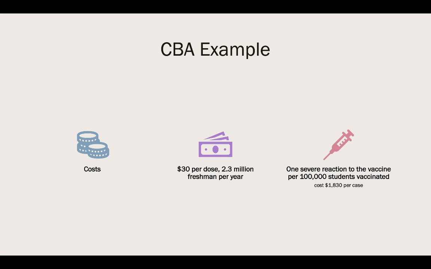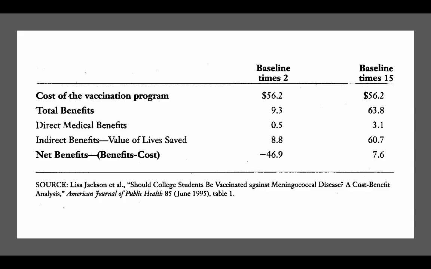So we've got benefits, and we've monetized those benefits. We've got costs. We've monetized those costs in terms of doses, price per dose, and potential adverse reactions, anaphylactic reactions, over those 2.3 million students that we're giving this vaccination to. Now this is a real scenario. It's a little old from the 1990s, but still very applicable. I just want you to see the process here.